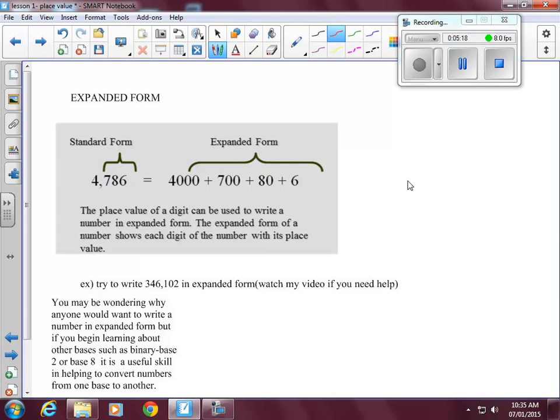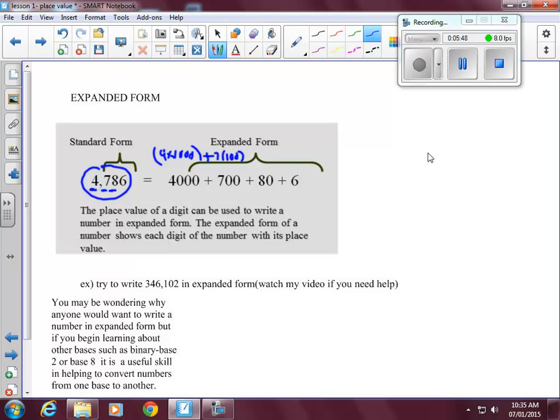Expanded form. Place value helps you write a number in standard form in expanded form. So I just want to talk about that. Here's 4,786. Notice in expanded form, it's almost like you're saying the 4 is in the thousand spot, so it's like you're saying 4 times 1,000. It's like times its place value. Plus the 7 is in the hundred spot, so plus 7 times 100. So I like to think of it as each digit times its place value.